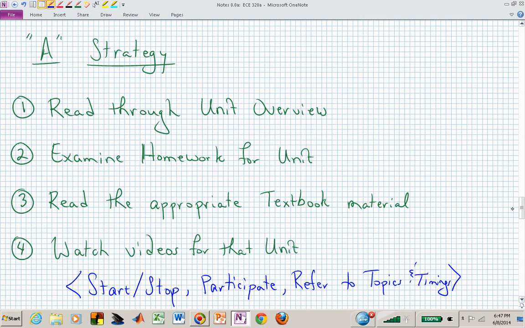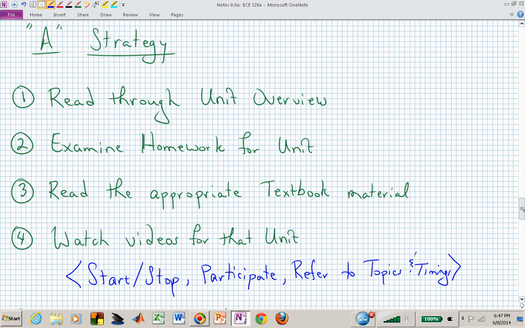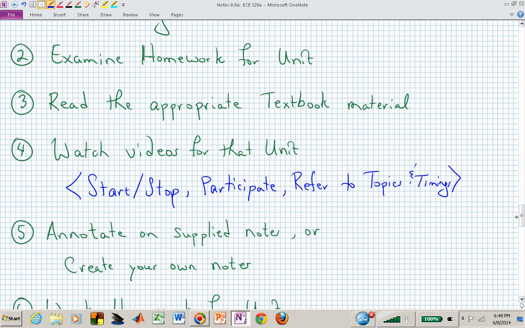A strategy for attacking the class, since this is an online class: you might read the unit overview, examine the homework for that particular unit. The homework problems, if you look at the textbook, are identified with particular sections of the textbook. You should then go and look at those sections of the textbook and read those, then watch the videos for that unit.